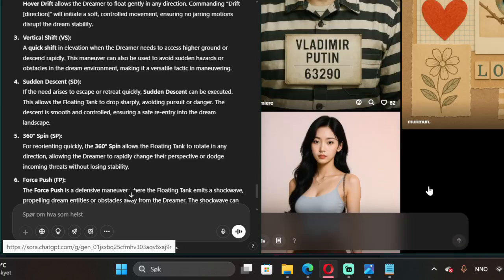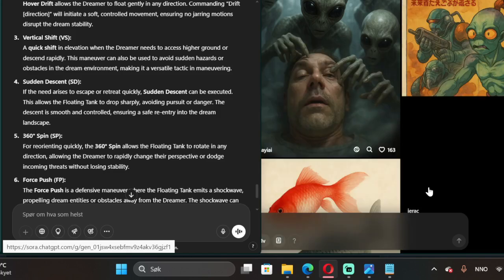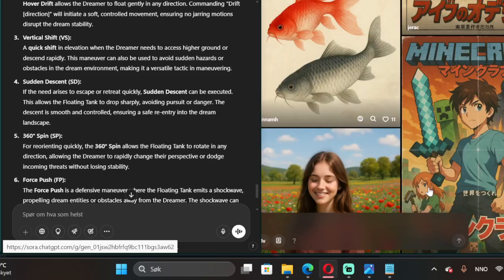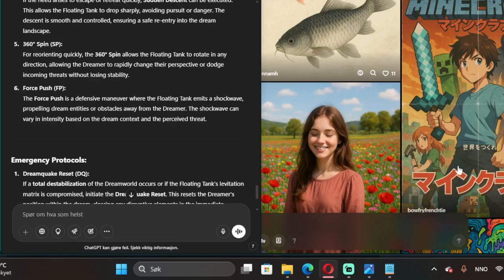5. 360-degree spin. For reorienting quickly, the 360-degree spin allows the floating tank to rotate in any direction, allowing the dreamer to rapidly change their perspective or dodge incoming threats without losing stability.